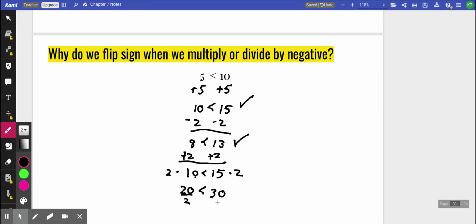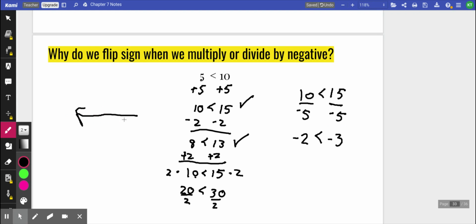If I divide both sides by 2, and I'll bring it back over here, this would be 10 less than 15, right? So we can see that that's still a true statement. So if I added the same thing, true. Subtracted the same thing, true. Multiply by a positive, it's true. Divide by a positive, it's still true. However, let's divide both of these by -5. So when I do that, I get -2 less than -3. And let's think about that on a number line.